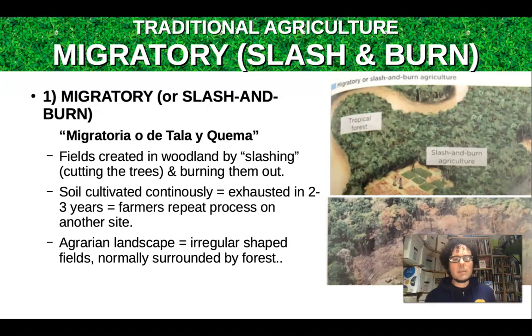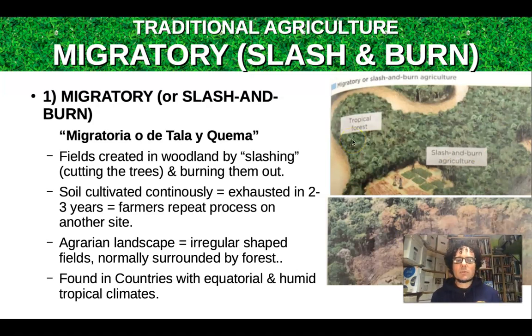The agrarian landscape product of this type of agriculture is made of irregular, small fields, normally of course surrounded by forest. And it's found in countries with equatorial and humid tropical climates. We'll see a map afterwards.